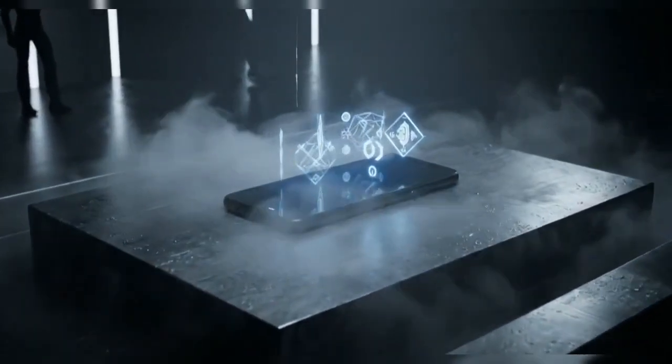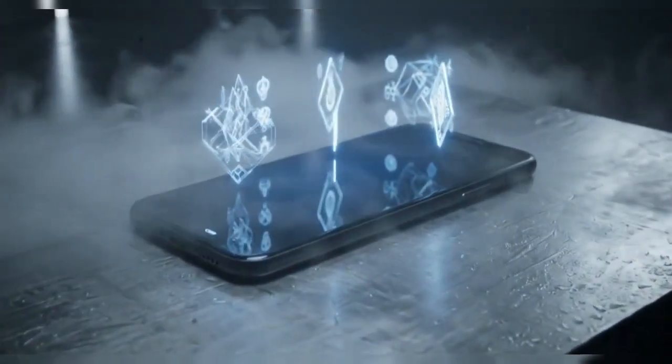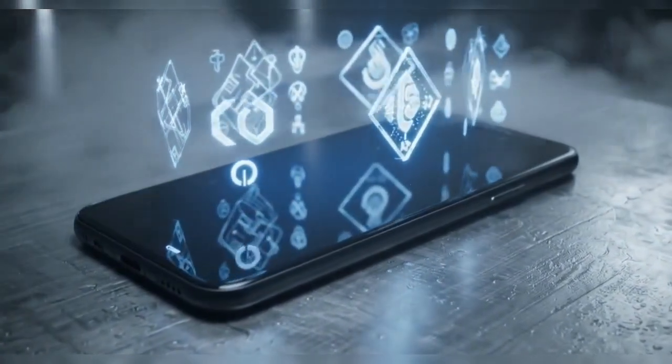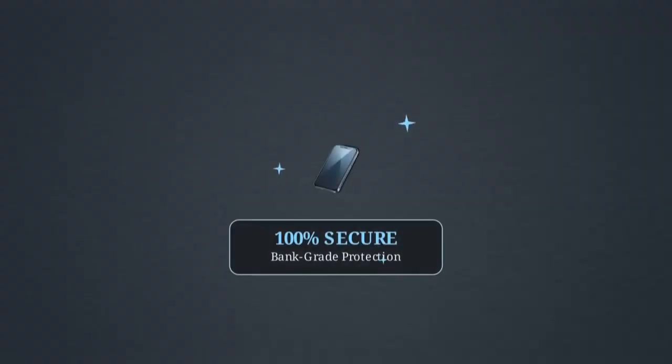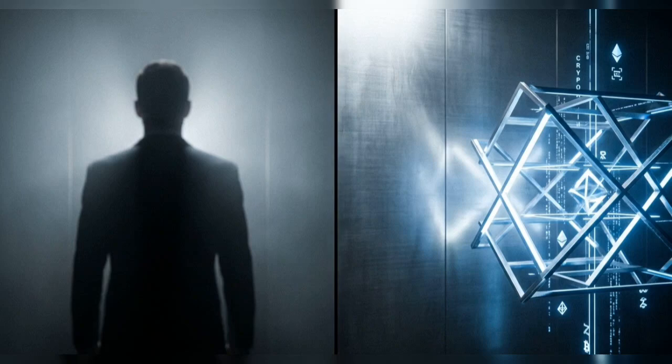Most apps tell you your data is safe. Just a Notepad app makes it mathematically impossible for it not to be. To understand how, we have to look past the marketing and into the architecture. There is a sharp distinction between a promise and a design.